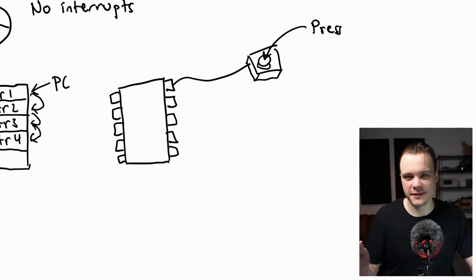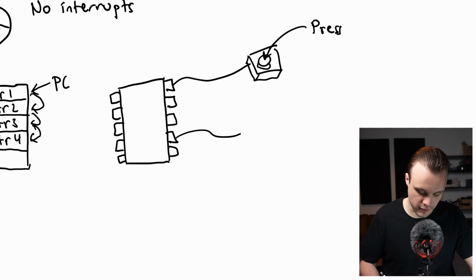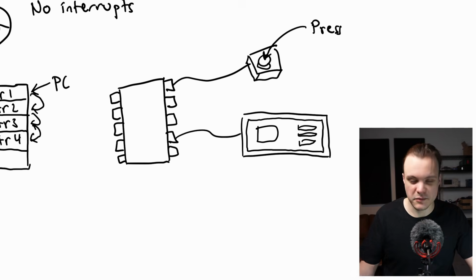And when the user presses this button, we want the microcontroller to react to this button press and to do something. So maybe the microcontroller is also connected to a display. And maybe this display is showing some kind of graphical user interface. And when the user presses the button, we need the user interface to be updated. So maybe the button press causes another menu item to be selected.